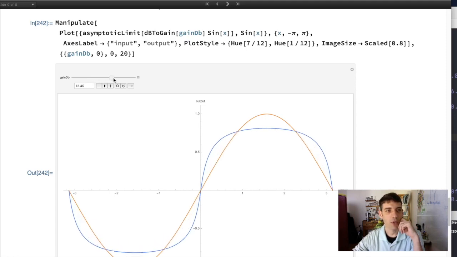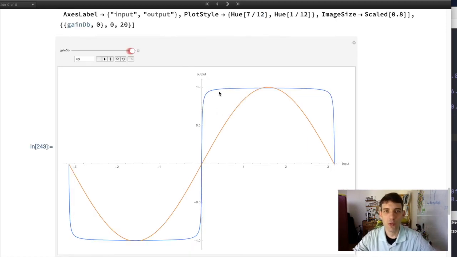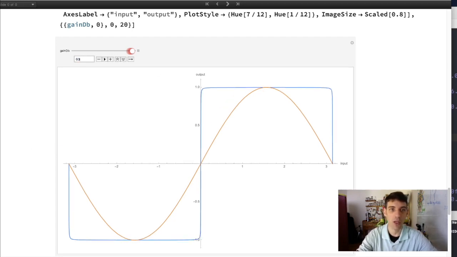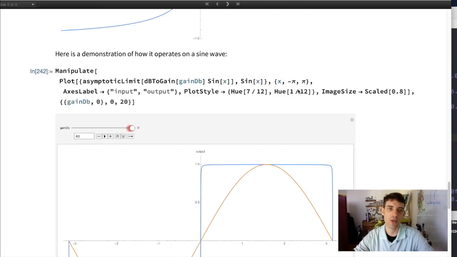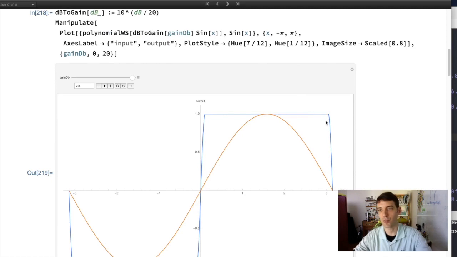Now I'm going to go all the way up to 20 dB. That's right here. At 20 dB, I've still got headroom, and that's why I like this function. So I can go all the way up to 40 dB, and I've still got a little headroom left, and I'm still not quite into high gain amplifier territory, even at 40 dB of gain boost. So let's go up to 60 dB. Now I've got something that looks like what the other clipping function way back here gave me.